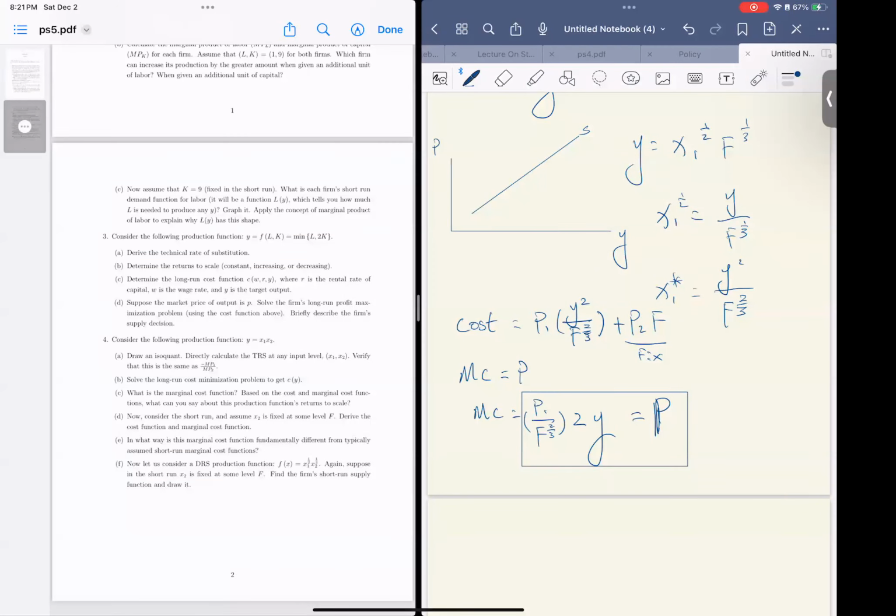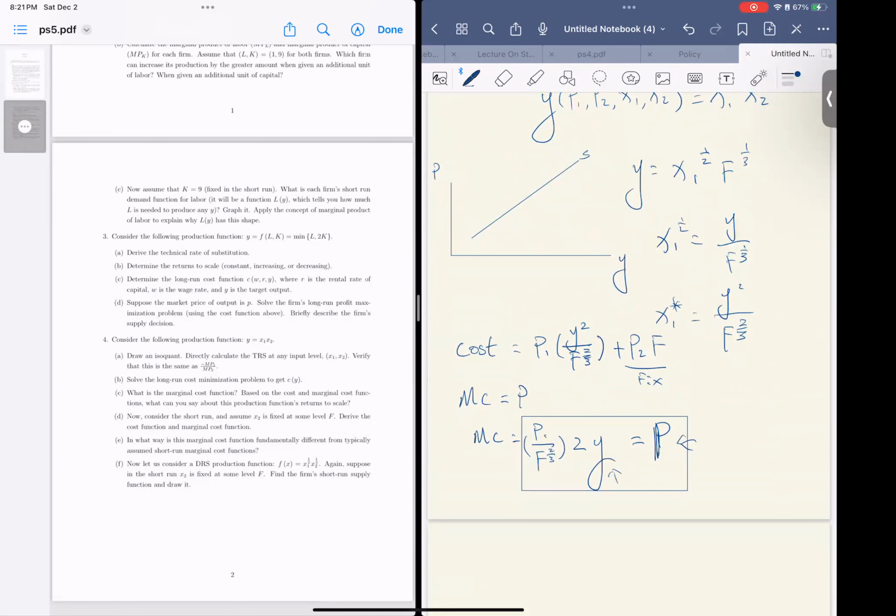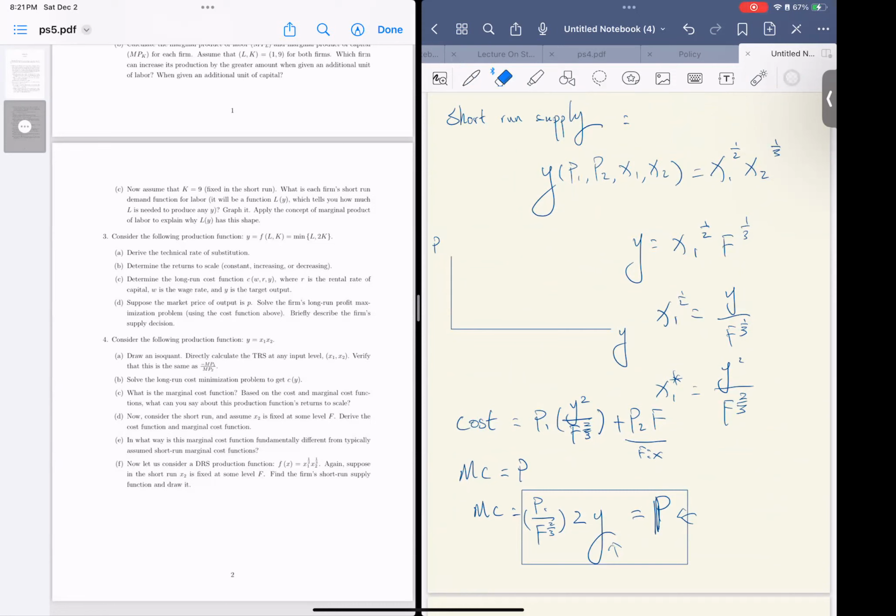Did I lose anyone? Okay, I need to draw it. So we have a price and we have a Y. So let's draw it. What does it look like? When we increase Y, it increases price. I think it's just linear, right? Yeah, it's linear.